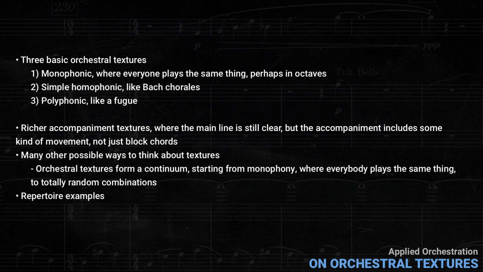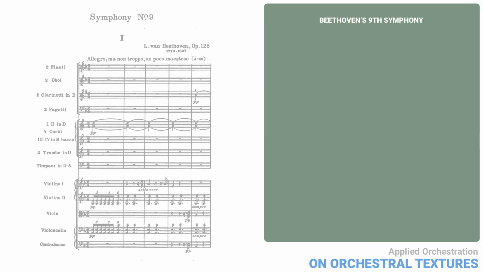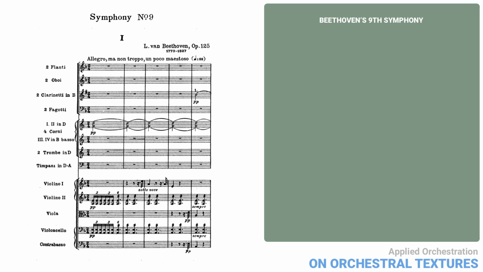Let's look at some repertoire examples of composers thinking in novel ways about orchestral textures. Here's the beginning of Beethoven's Ninth Symphony.